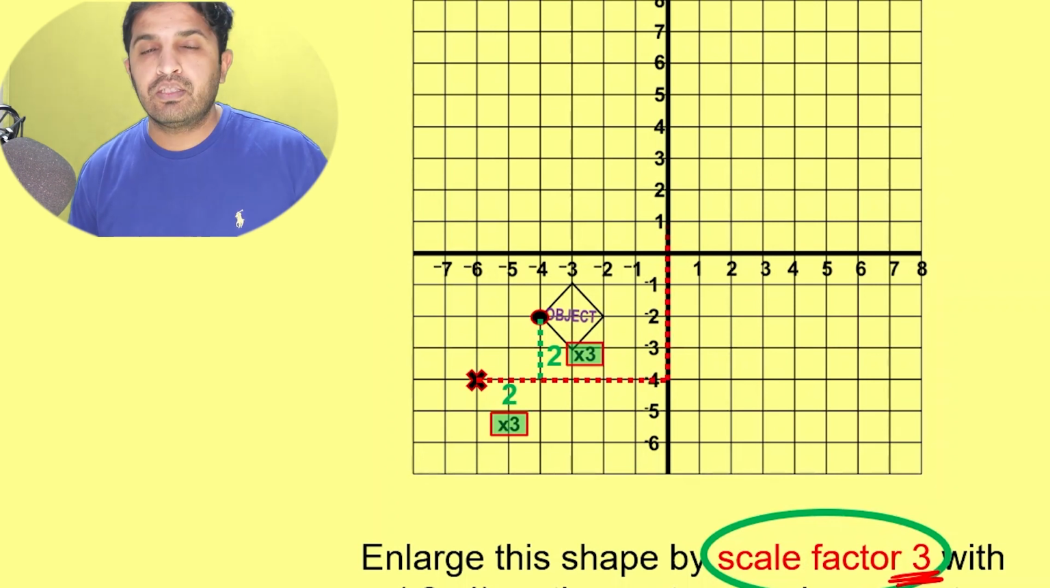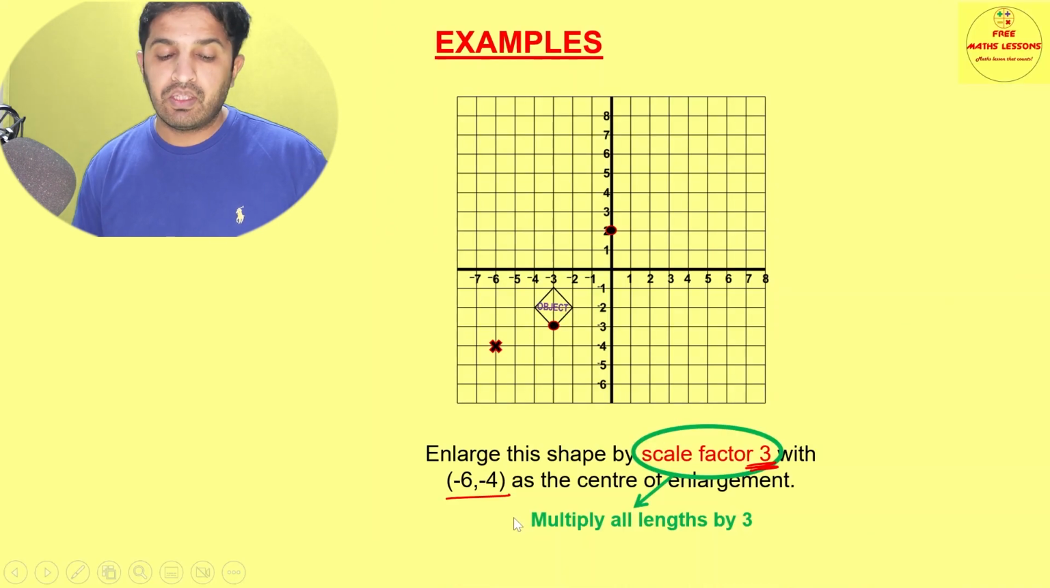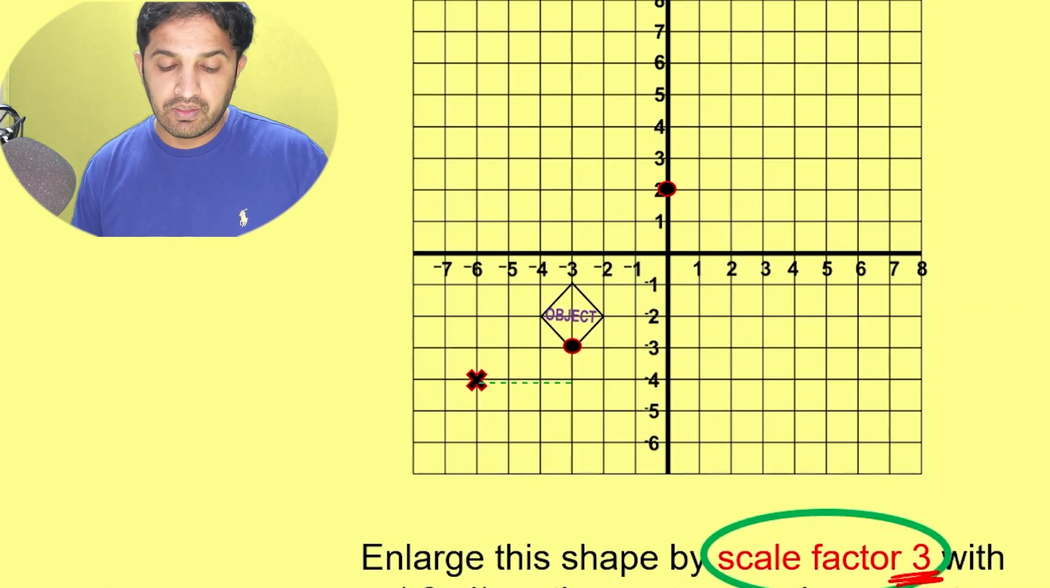So instead of going 2 right, we're going to go 6 right, and instead of going 2 up, we're going to go 6 up. That'll give us that new point. We do the same thing for all 4 of those points.